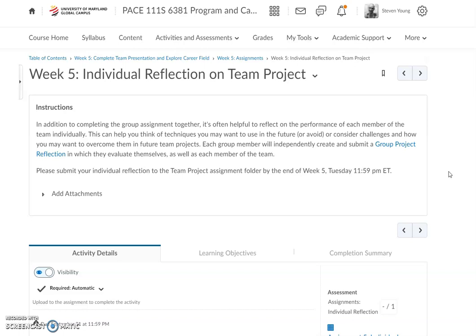It wouldn't be fair for you to receive the same marks or grade on the team project as somebody who is not contributing at all to the team project. So you're going to anonymously provide some input on yourself, evaluating yourself and your team members in terms of your contributions and impact to the final project. So hope this is helpful to you.